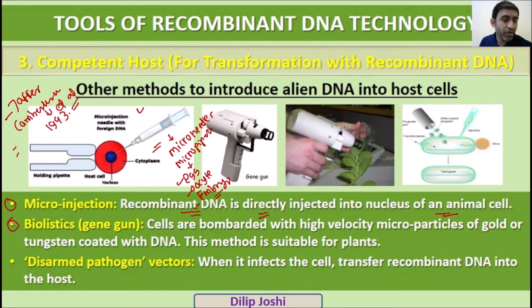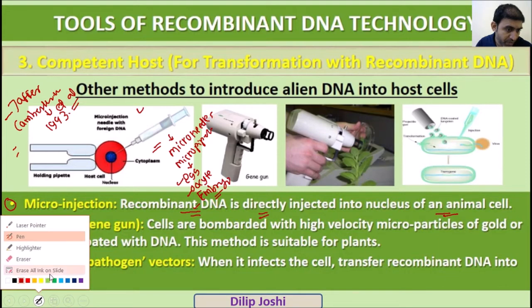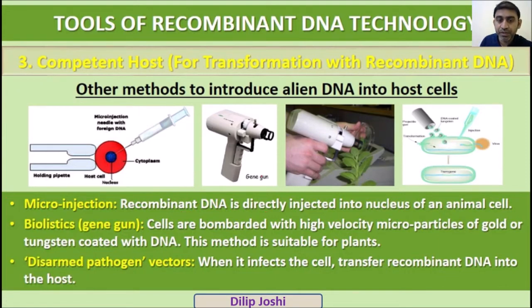Then biolistic gun or gene gun. This is the gene gun, in the next diagram also. This is the gene gun, also called the biolistic gun. So what is going to happen here? The gene gun is a new technology, also available as a vectorless direct gene transfer.